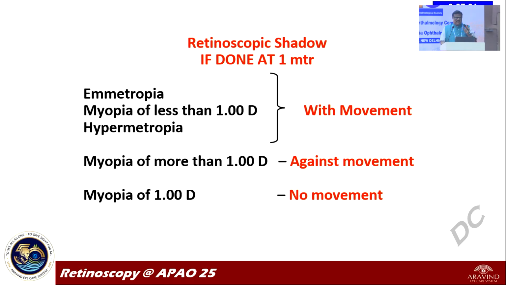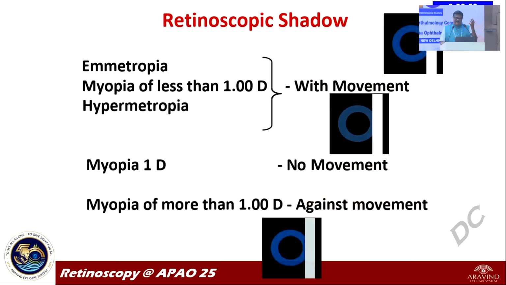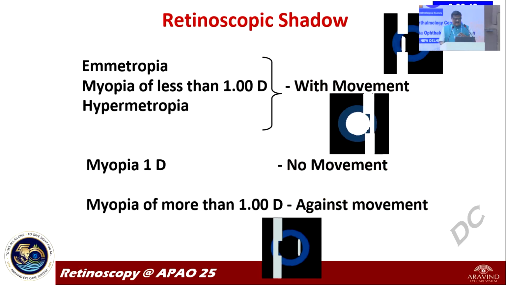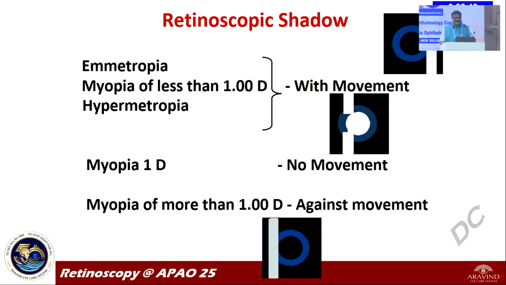We will not talk about this, you understand this. Only when the image falls between the patient and the observer, it will be against reflex. If it falls at the observer, it is the neutralization point. Everywhere else it will be with the movement. You go through it, I think it will come in the notes also. Here you can see with movement, against movement, and neutralization point.